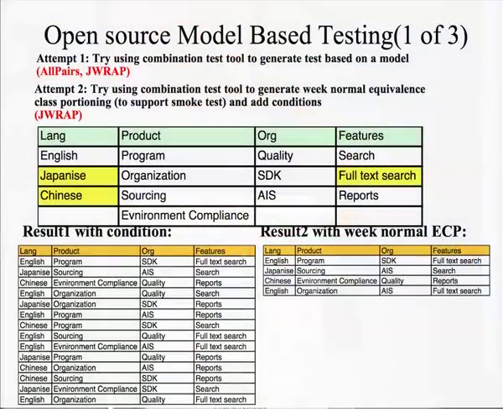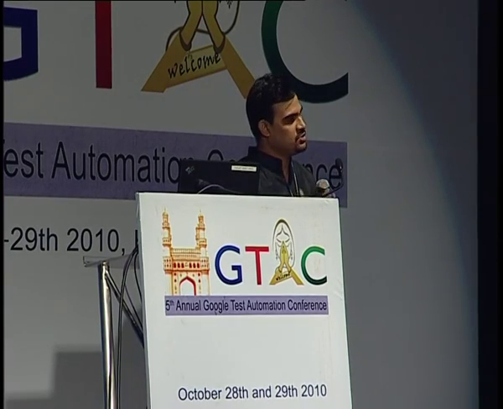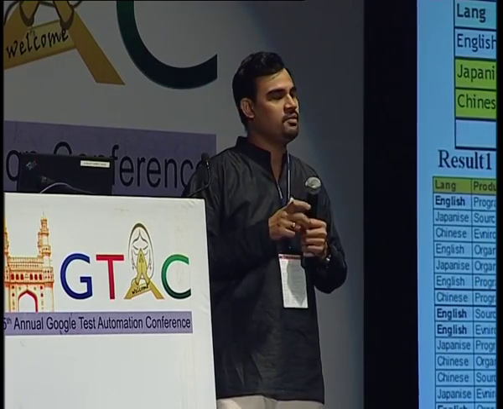The only challenge is that it gives the input and output in an orthogonal fashion, which is not very easy to understand. So I built a tool called JRAP and also published it on sourceforge.net, where you can specify conditions, like Japanese, Chinese, and full text search would not go hand in hand. So a condition can be put in and you would be able to use it. So problem one solved.